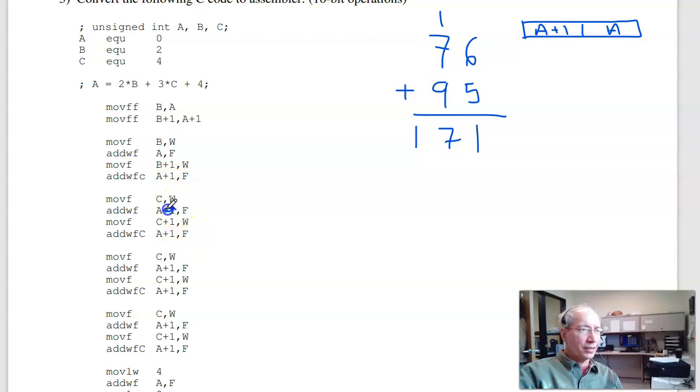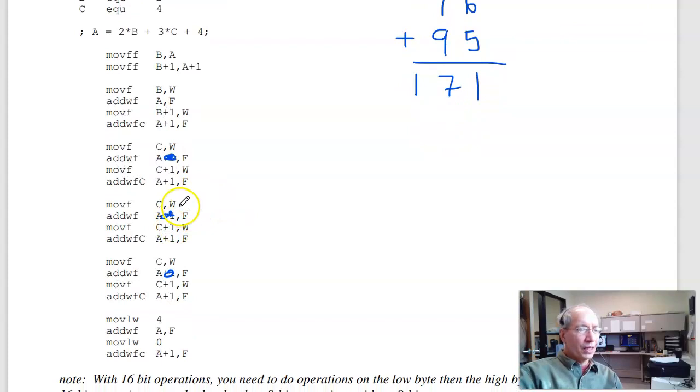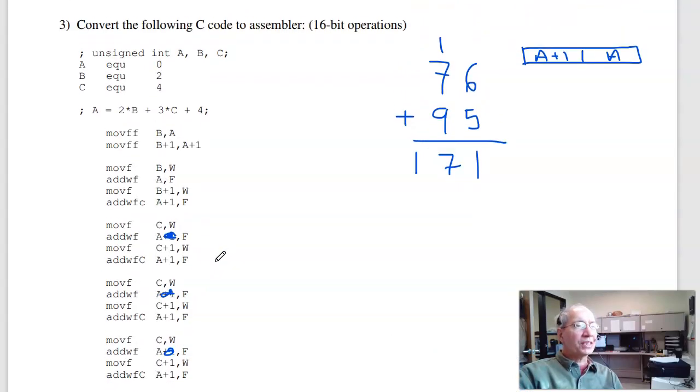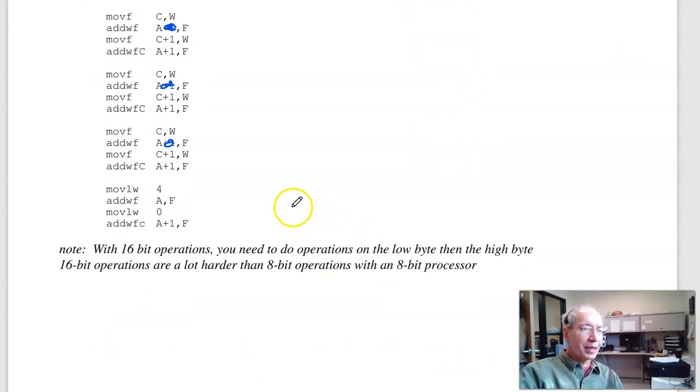Oops, that's just an A. Add it to the low byte, add it to the high byte with a carry. Once, twice, 3 times. Now take 4, add to the low byte. 0, 4 is actually the number 0, 4. Add 0 to the high byte with carry. And then you have it. So that's a 16-bit add. And note that 16-bit operations are a lot harder than 8-bit operations on an 8-bit processor.